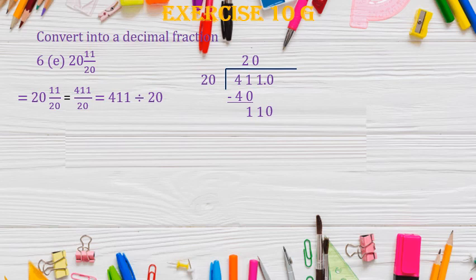So 5 2s are 100. So we will write 20.5 in the quotient, and let's subtract 100 from 110. We get 10 as the remainder, and we add 0 to 10 and it becomes 100. Now divide 100 by 20. So 5 2s are 100. In the quotient we will write 5, and 100 subtracted from 100 gives 0 as the remainder. So we can say that 20 11 by 20 is equal to 20.55.